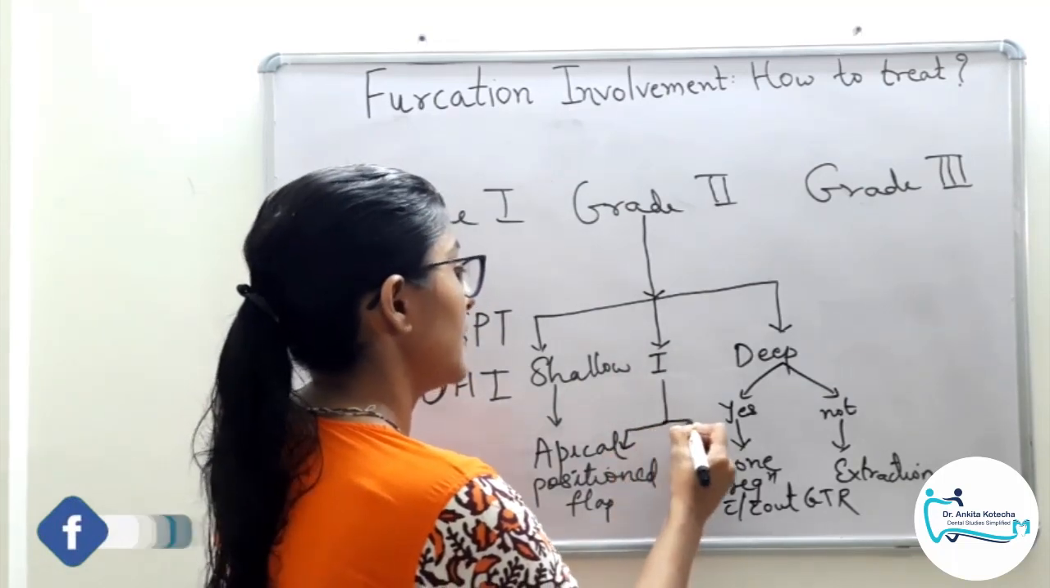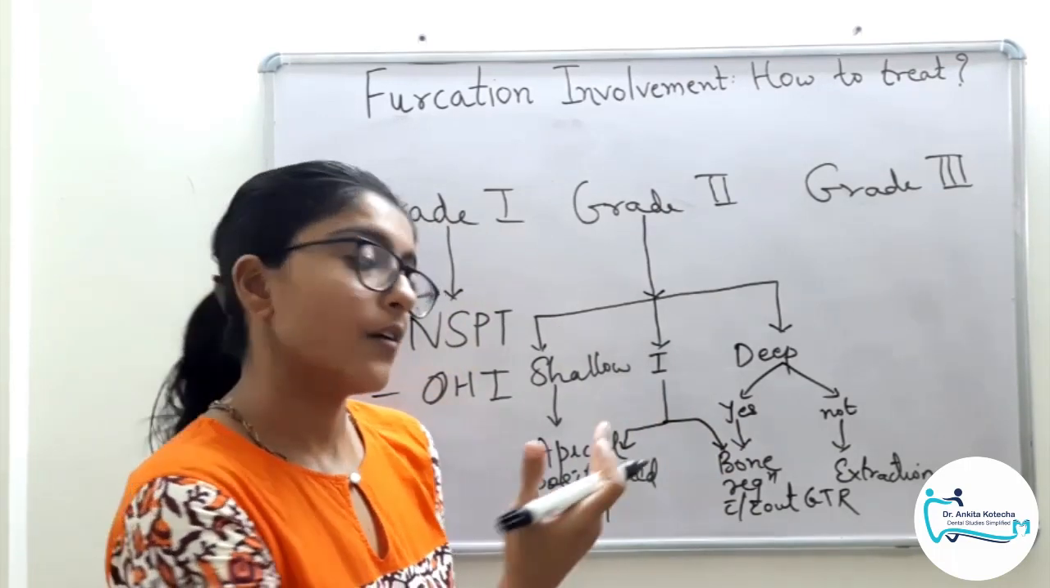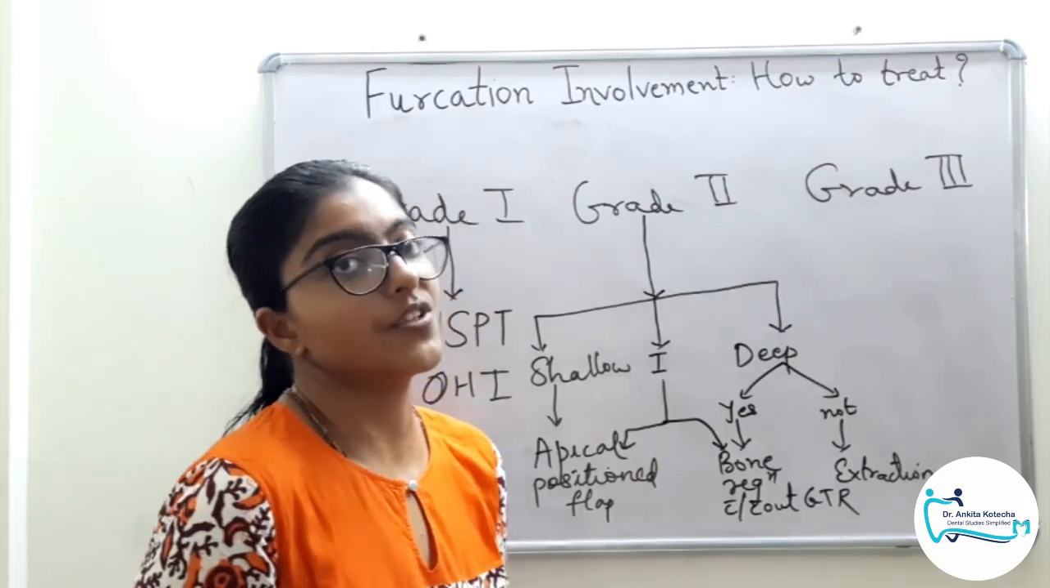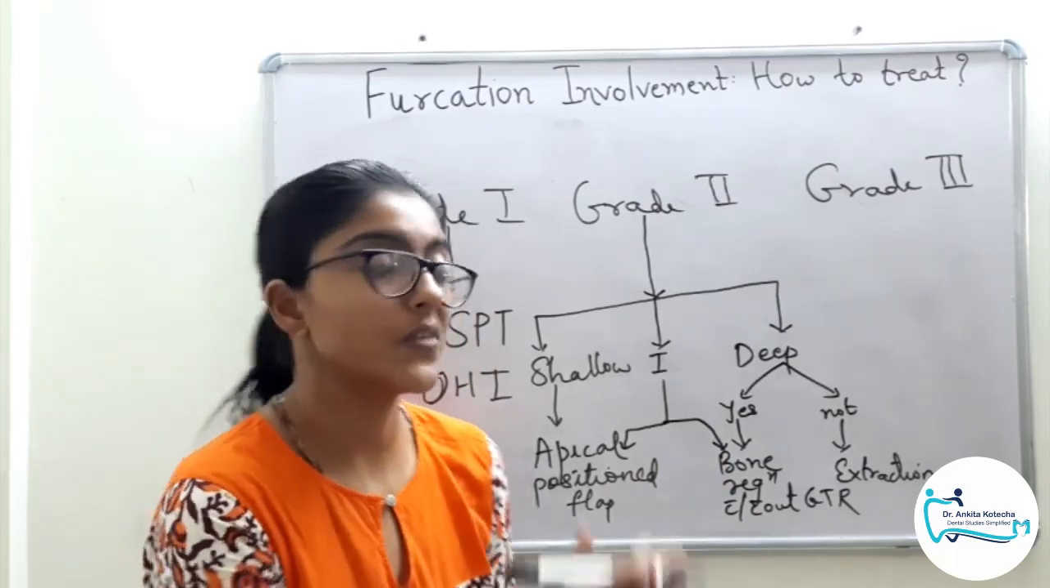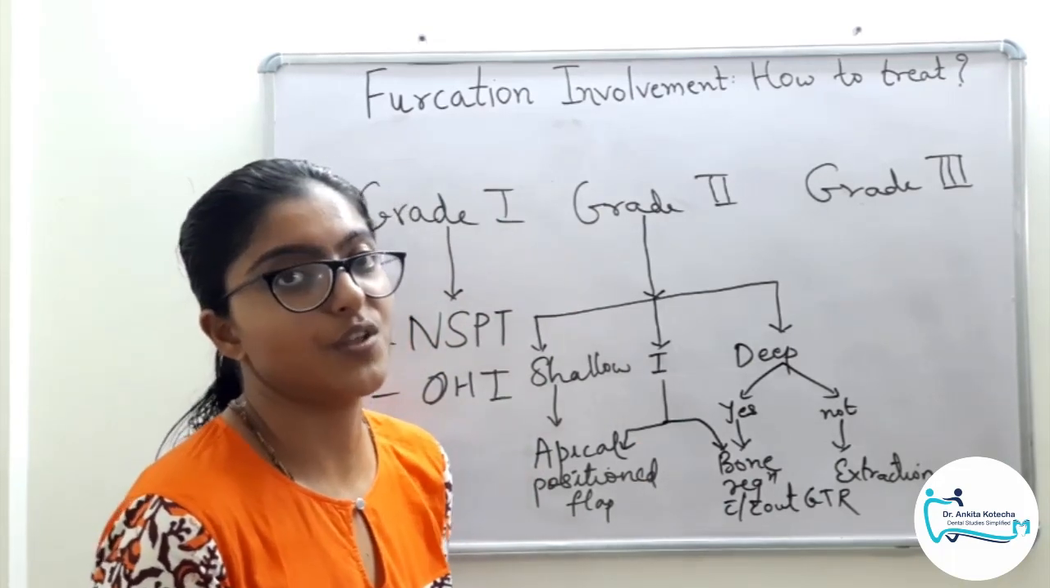Now coming to the intermediate depth, consider either. Yes. Depending on the other case factors consideration, we may choose between apical positioning of the flap or a regenerative procedure with or without GTR. This is the treatment outline for decision making about grade 2 furcation involvement.